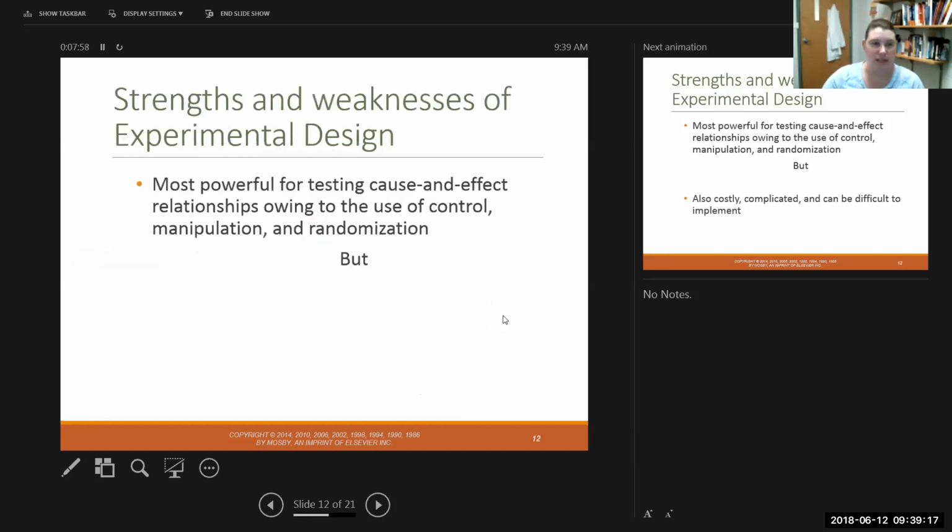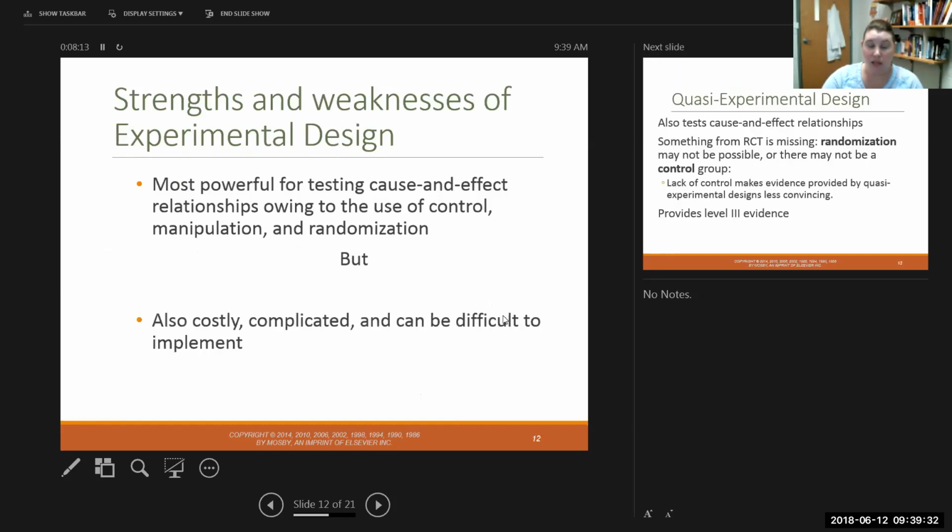Strengths and weaknesses of experimental design, which is what we studied there with those 3 types. It is the most powerful for testing cause and effect relationships due to use of control, manipulation, and randomization. But it's also, as I said, very costly and complicated, and sometimes it's just not even really feasible to be able to implement these true experimental studies.